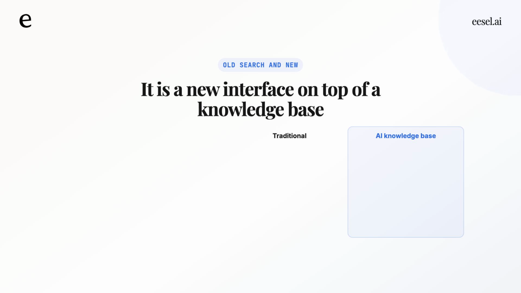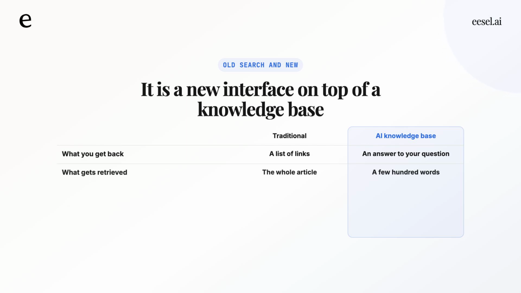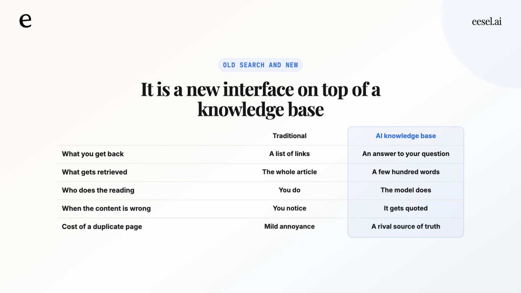Traditional search hands you a list of links. This hands you an answer. It retrieves a few hundred words instead of a whole article. The model does the reading, not you. When the content is wrong, nobody notices, because it gets quoted fluently. And a duplicate page stops being an annoyance and becomes a rival source of truth.